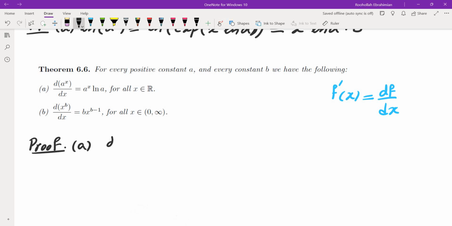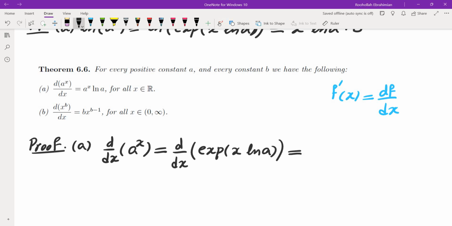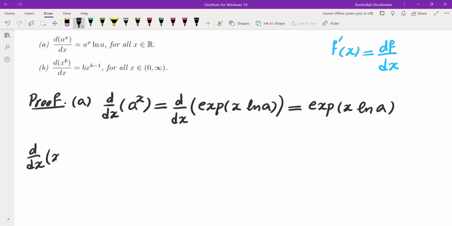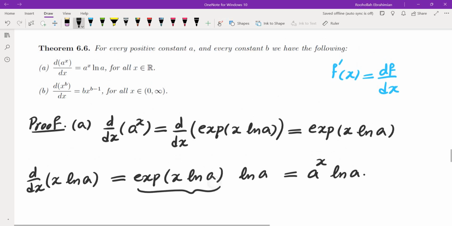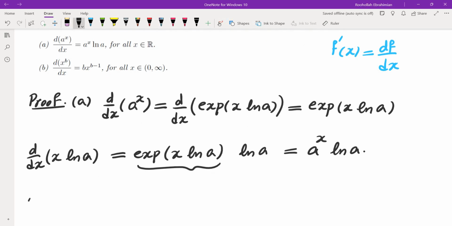Okay, so let's see what is the derivative of a to the power of x. What we are going to do is write down the definition of a to the x. Definition of a to the x is exp of x natural log of a. Now, exponential function, its derivative is itself. So I have exp of x natural log of a times the derivative of inside. I'm using the chain rule, which is equal to exp of x natural log of a times natural log of a. And that's exactly, by definition, a to the power of x. So that's exactly what we have in part A. Okay, so here I use the chain rule.